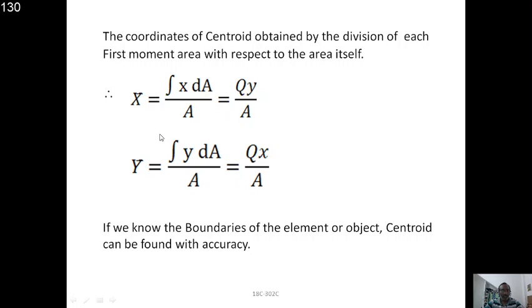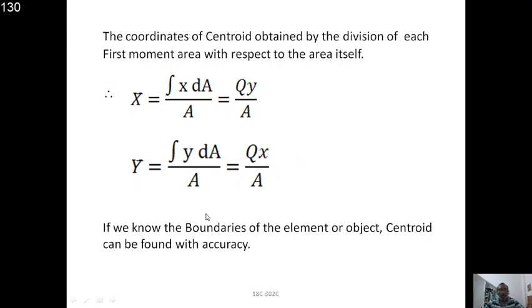The formulas are obtained in a similar manner. In order to obtain the x bar, you need the first moment of an area about the y-axis. In order to obtain the y bar, the distance of the centroid from the x-axis, it is required to take the moment of area about the x-axis. This type of integration followed by division with the area is known as the first principle of moments.